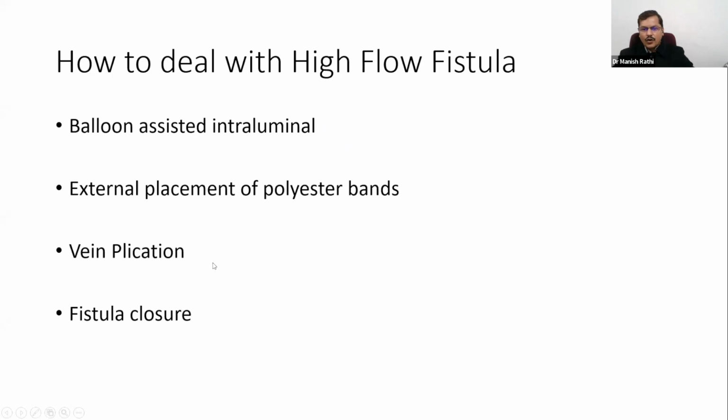And if you are not able to succeed by all of these, because even the procedure which I will be demonstrating usually has high chances of recurrence, and finally, if you are not succeeding with any of the measures, then there is no other option other than closing this fistula and making another fistula.